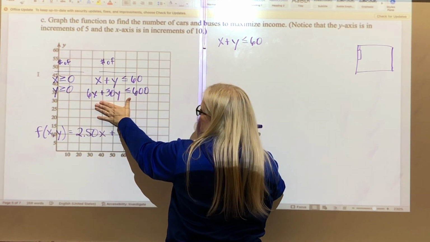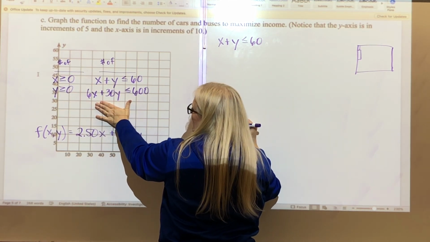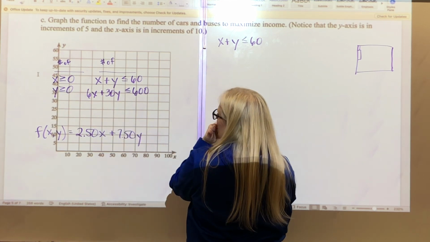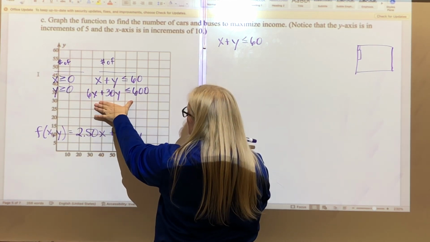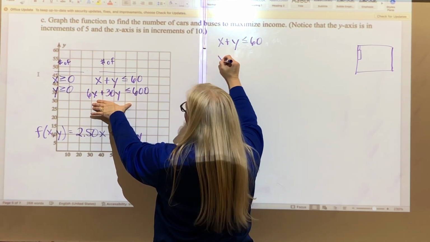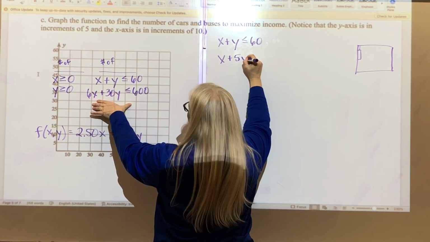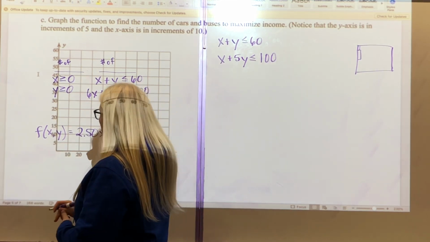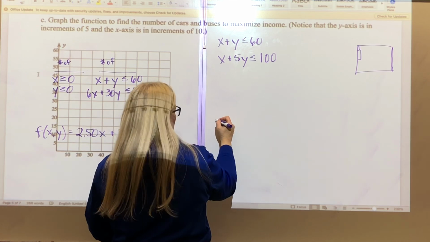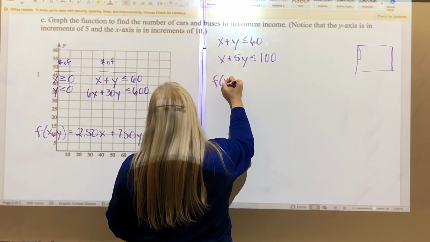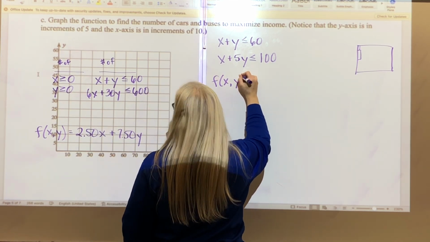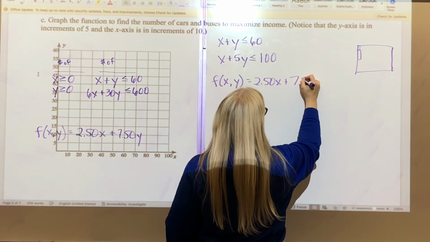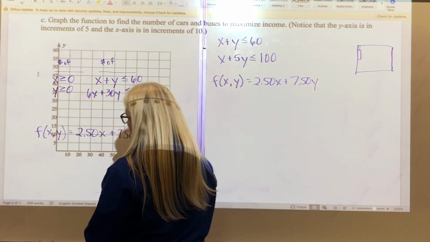Now this 6x plus 30y, can I divide through by 6? Yes. So I have x plus 5y is less than or equal to 100. And that is going to be a lot easier because I don't have 600 on the graph. And here is my function that I'm going to use to find the maximum and the minimum.